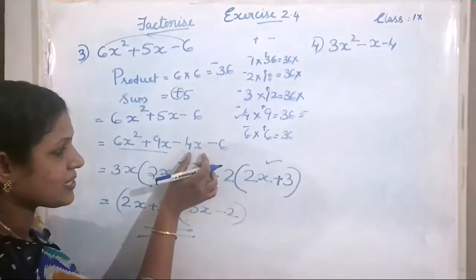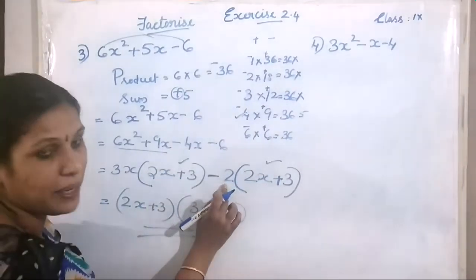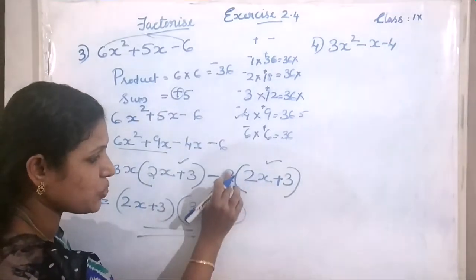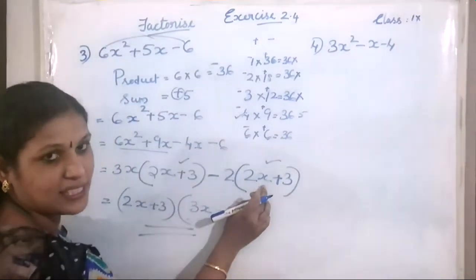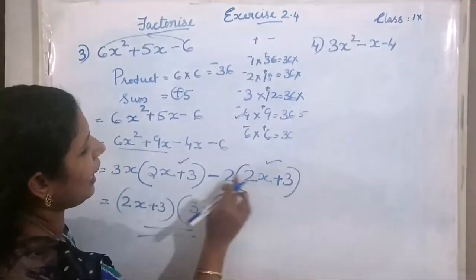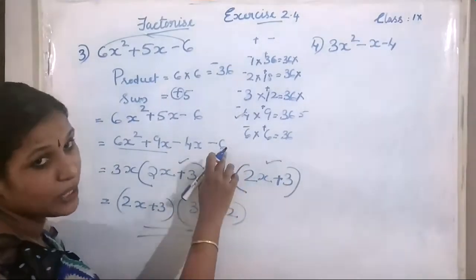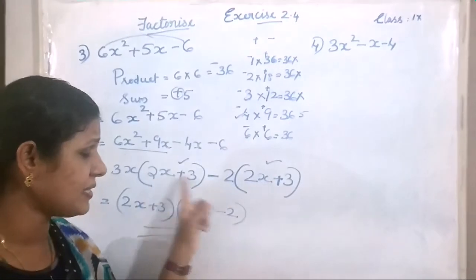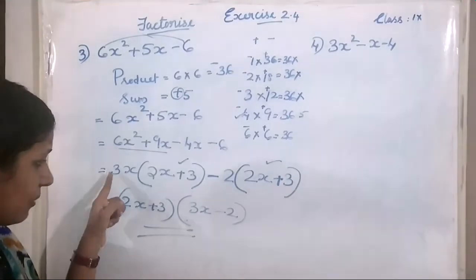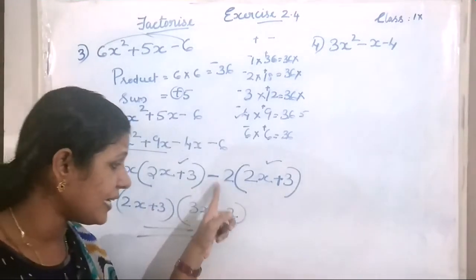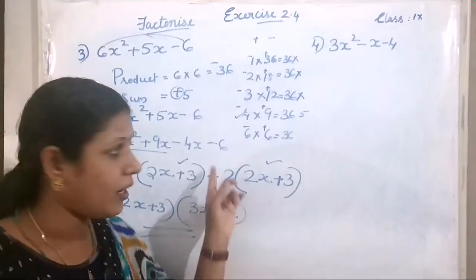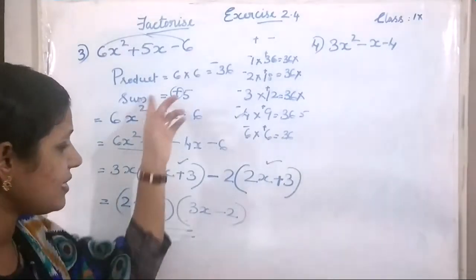And considering this 4 and 6, 2 is common, so 2 is taken outside. And here the remaining is 2x. That is 2 into 2 is 4x. Okay. Then minus is taken outside, so this sign is plus, and 2 into 3 is 6. Now here 2x plus 3 and 2x plus 3 is common. So 2x plus 3 is taken outside and the remaining here is 3x and minus 2. So our answer is 2x plus 3 into 3x minus 2. Understood this? How to factorize this question?